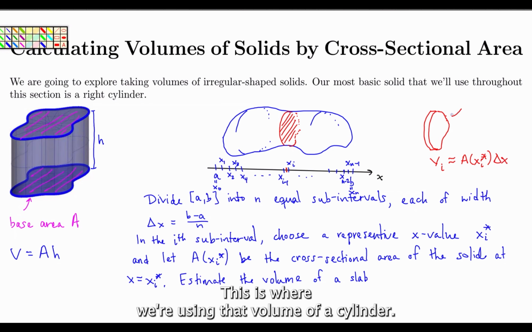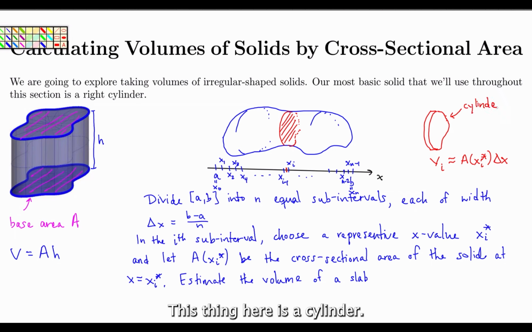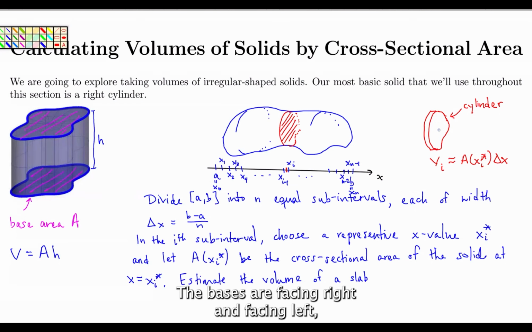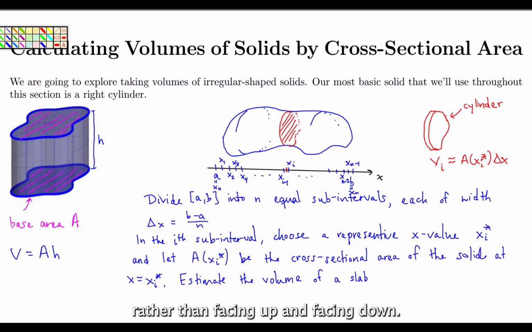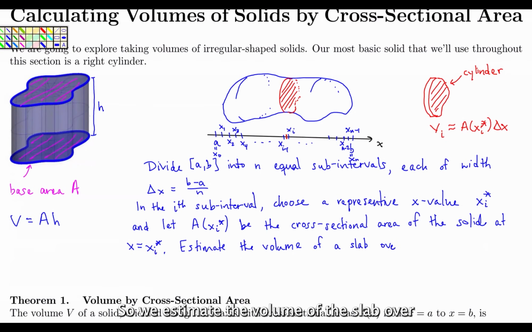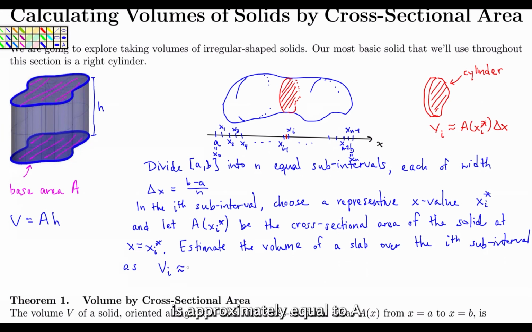This is where we're using that volume of a cylinder. This thing here is a cylinder. It's in a different orientation. The bases are facing right and facing left rather than facing up and facing down. But this is a cylinder. Okay, so we estimate the volume of the slab over the ith subinterval as V sub i is approximately equal to A of x sub i star times delta x.